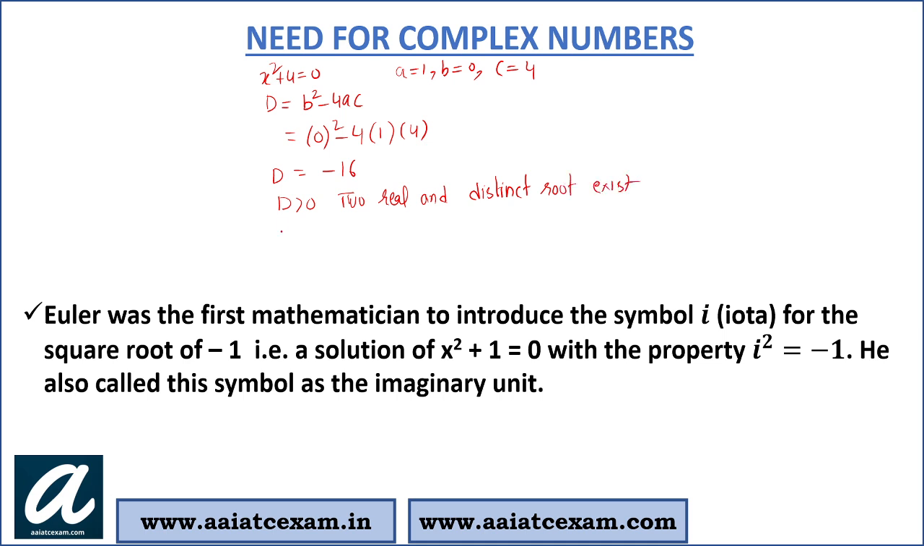But if d equal to 0, then two real and equal roots exist, not distinct, they are equal. But students, what happens when d is less than 0? You say no real root exists. You do not say roots do not exist, you say no real roots exist. Real roots do not exist, then what kind of roots exist there? There exist imaginary roots.